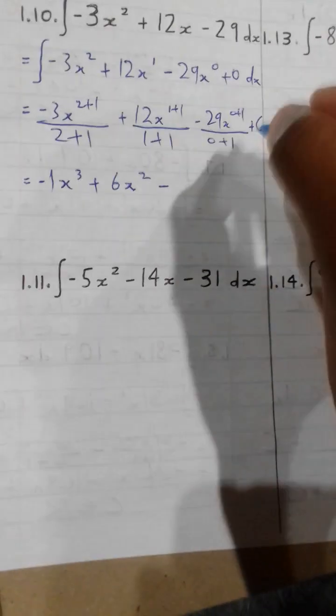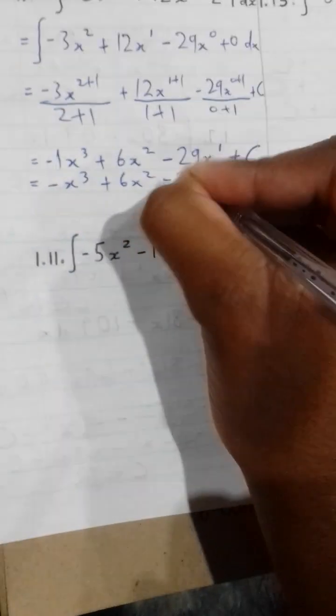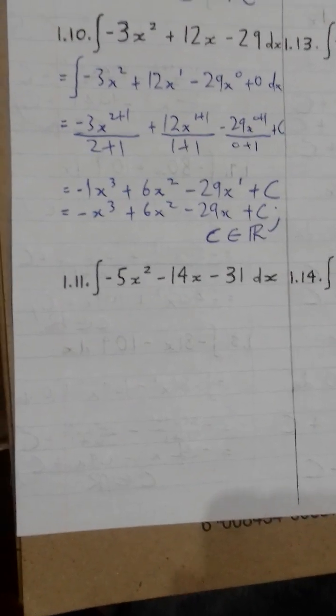Negative 1x to the power 2 plus 1 is 3, plus 12 over 2 is 6x, 1 plus 1 is 2, minus 29 over 1 is 29x, 0 plus 1 is 1, plus c. Then we remove the unnecessary things like 1 as a coefficient as well as 1 as an exponent. So the final answer is going to be negative x cubed plus 6x squared minus 29x plus c. Don't forget, c is an element of real numbers. Okay, hope that is clear and I hope that makes absolute sense.